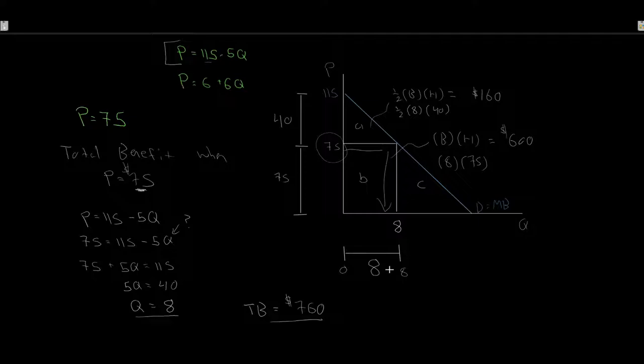With our demand, we could have just as easily asked this using total cost. Keeping in mind, total cost is going to be aggregating our marginal cost, so that's going to be our supply side. Let's just go through a quick example of doing that, using these values that we already have here. Let's take a look at that.